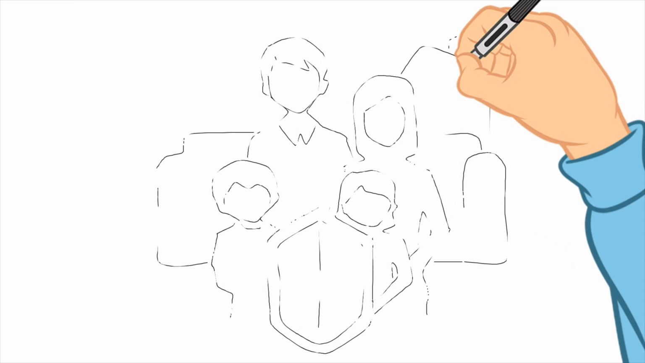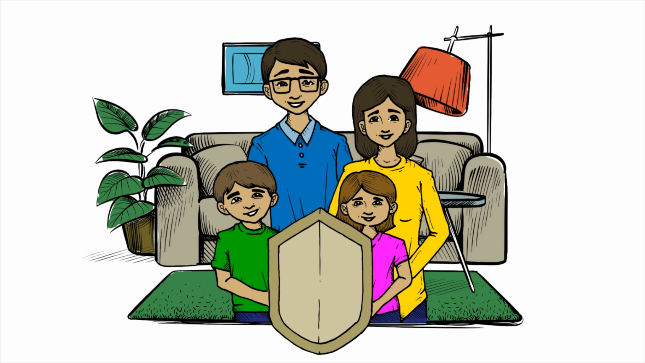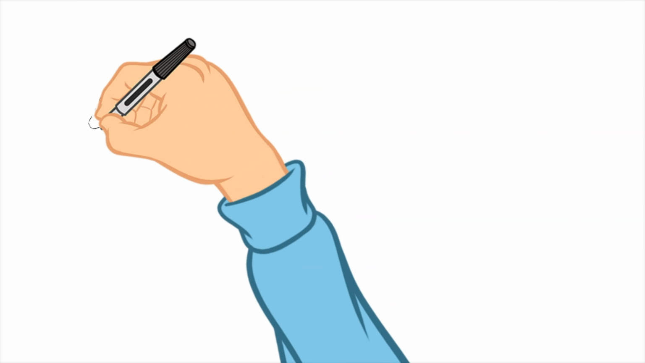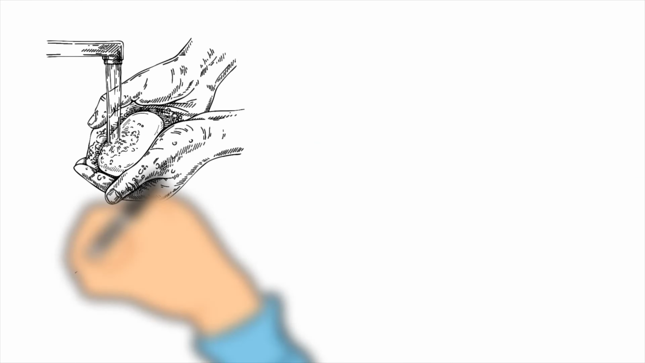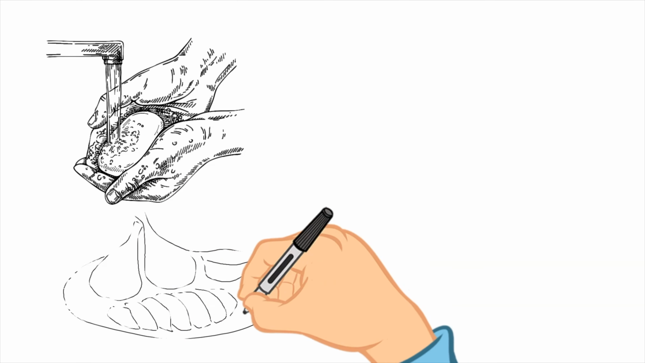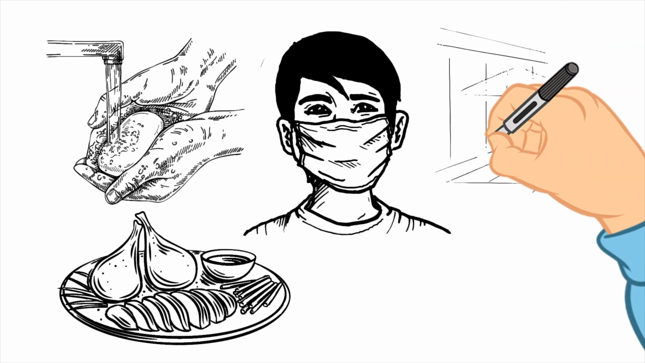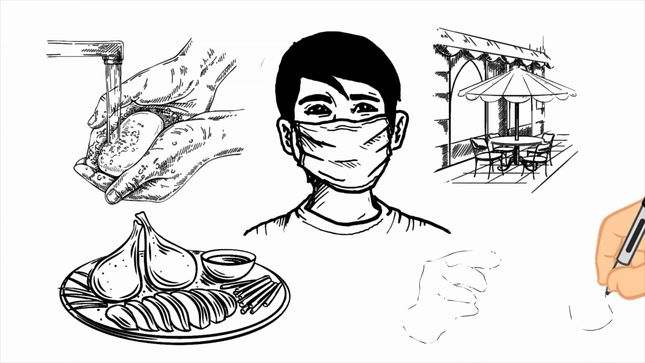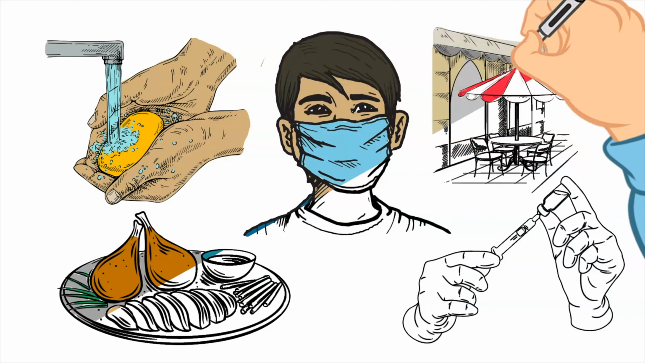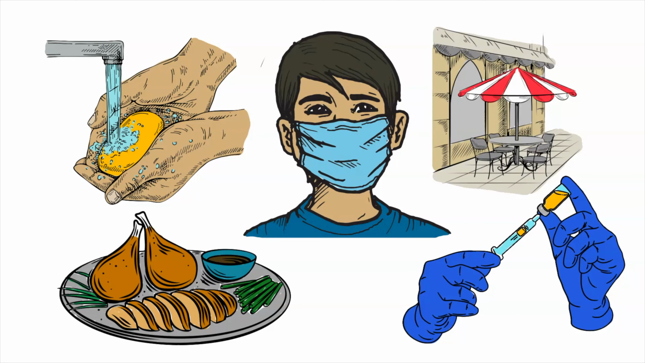How can you protect yourself and your family from antibiotic resistance? Practice infection prevention measures. Maintain personal hygiene such as hand washing. Maintain food and environmental hygiene. Practice cough etiquette and wear a face mask if symptomatic. Avoid going to public places when unwell. Take recommended vaccines such as the influenza and COVID-19 vaccine.